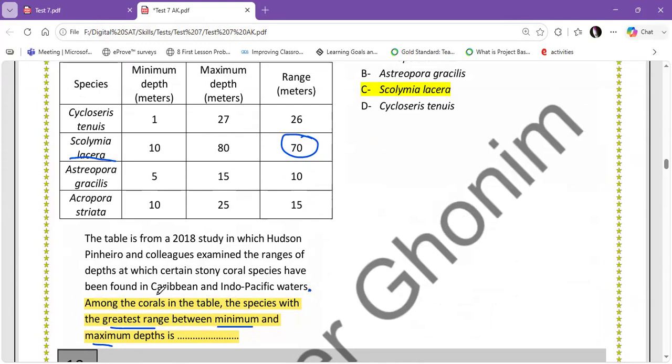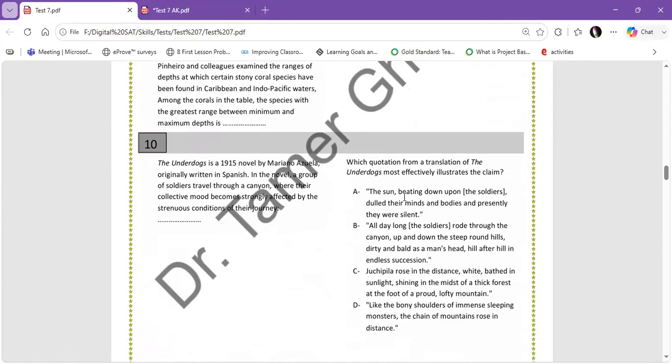Among the corals in the table. Okay, he talked about the corals in the table. The species with the greatest range, the highest range between minimum and maximum depth. The greatest range, 70. Thank you. What is this? Solimia lacera. So the answer is C. The easiest thing, Ali, it's a trivial question.